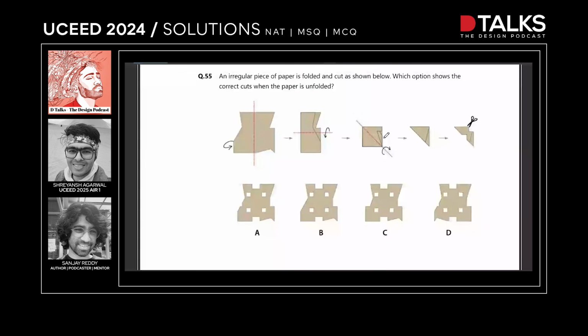An irregular piece of paper is folded and cut as shown below. Which option shows the correct cuts when the paper is unfolded? So you can just cut out option D because it's not even in the same shape as the original paper. You can never add paper to it. So A is wrong, D is wrong. C is wrong because of the same reason.